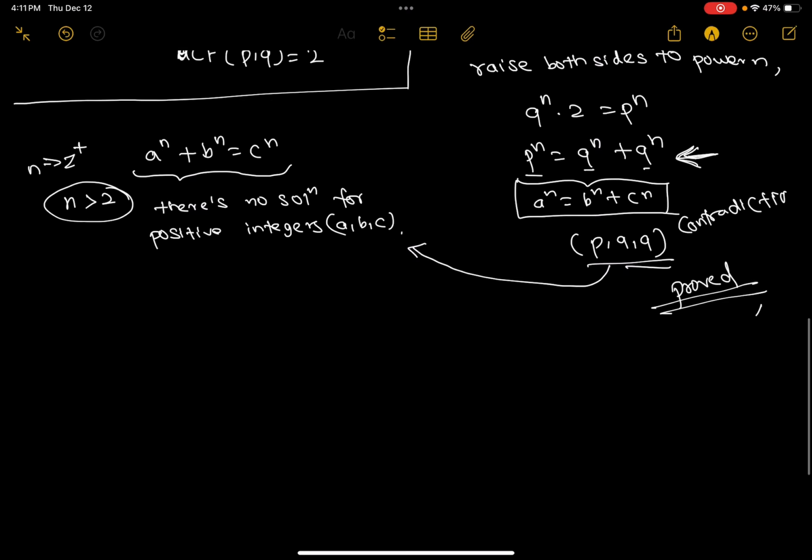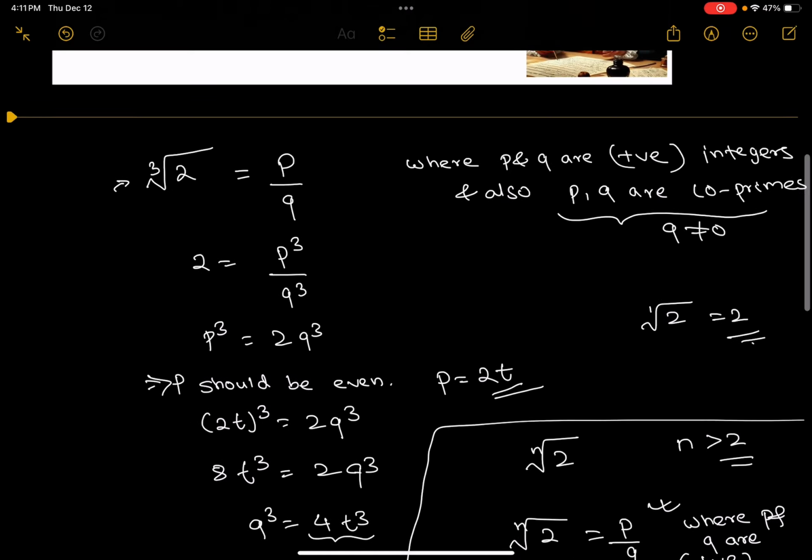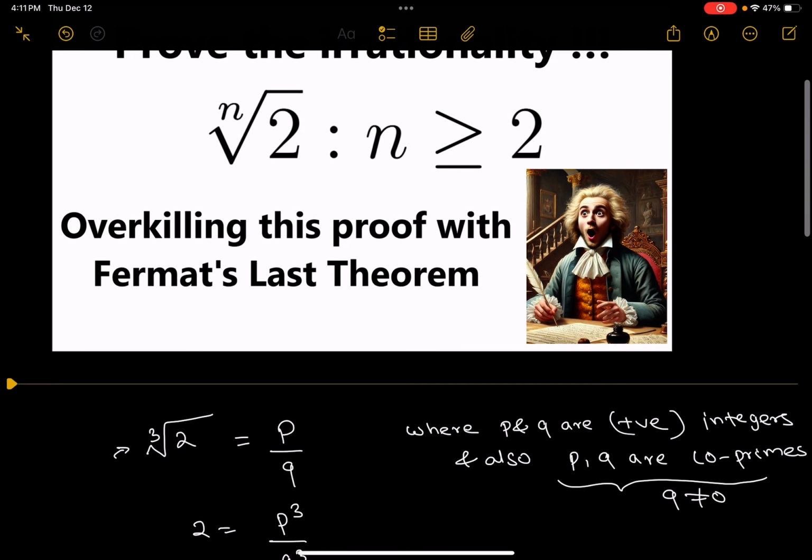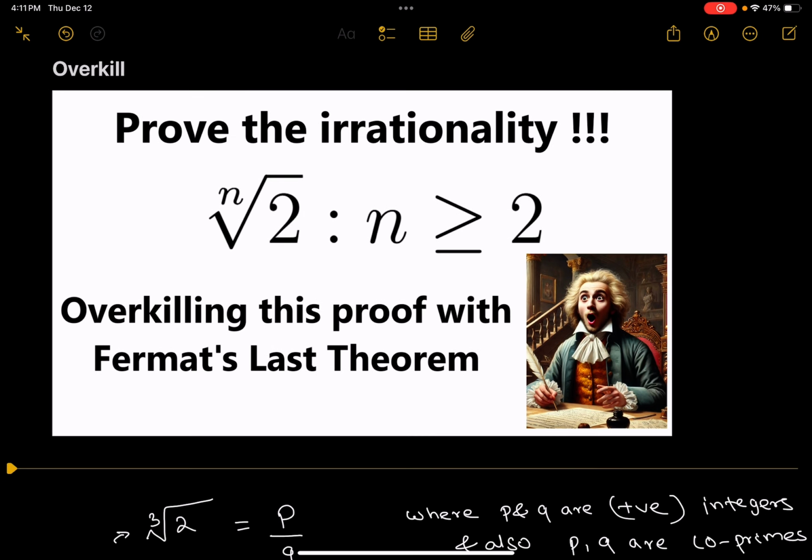Definitely, since there are easier proofs, this is definitely overkill. But I do hope you saw a good application of Fermat's last theorem.